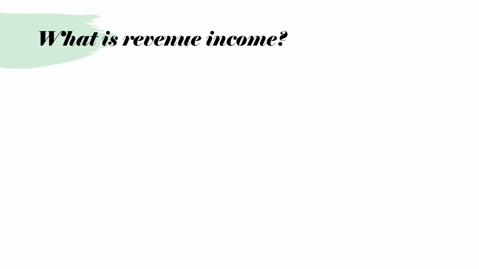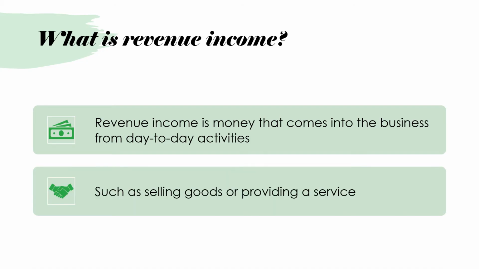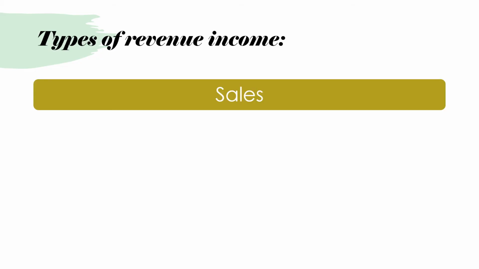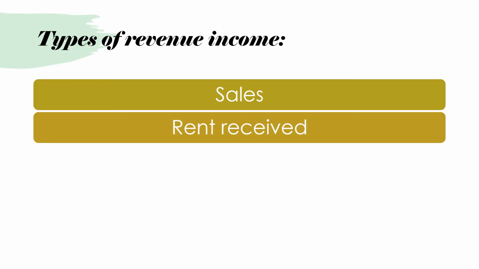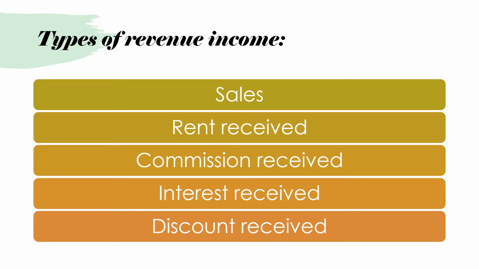What is revenue income? Now, revenue income is money that will come into the business from day-to-day activities, such as selling goods or providing a service. Now, the types of revenue income are sales, rent received, commission received, interest received, and discount received. I'm going to go through each one of them in detail.